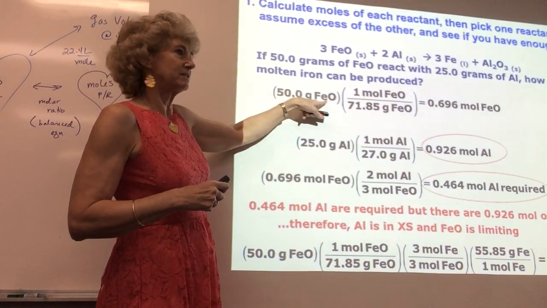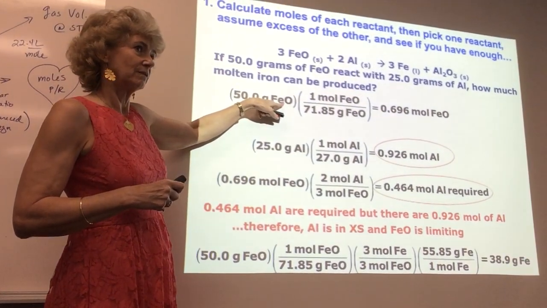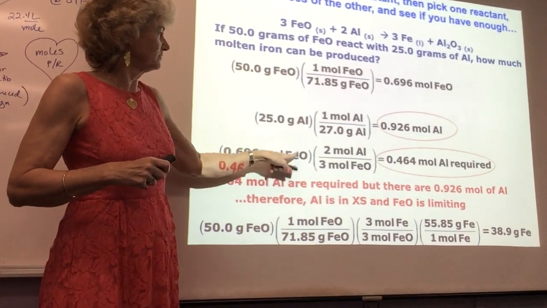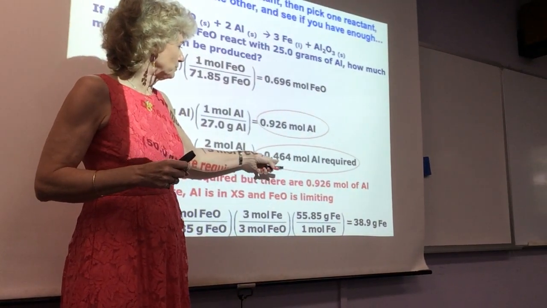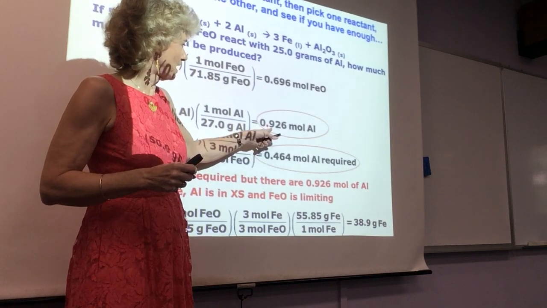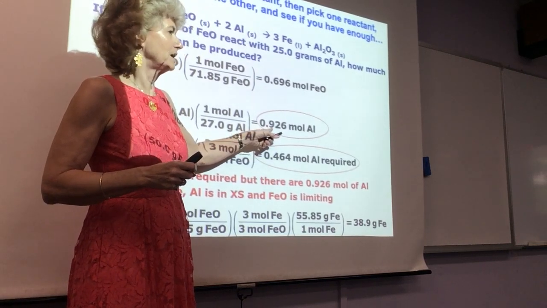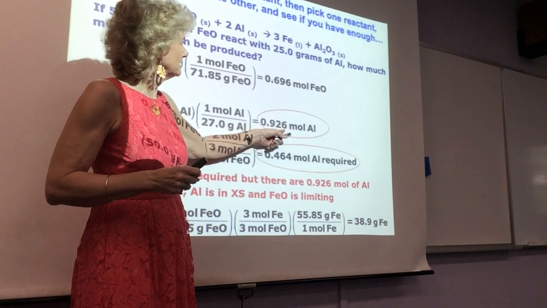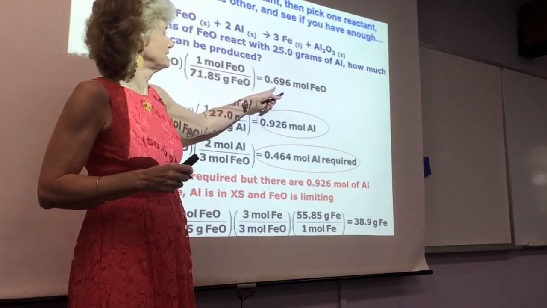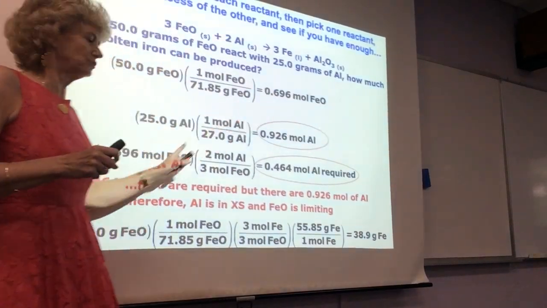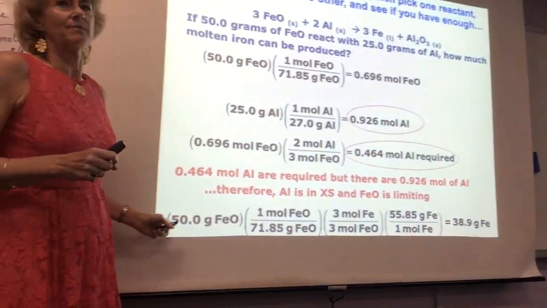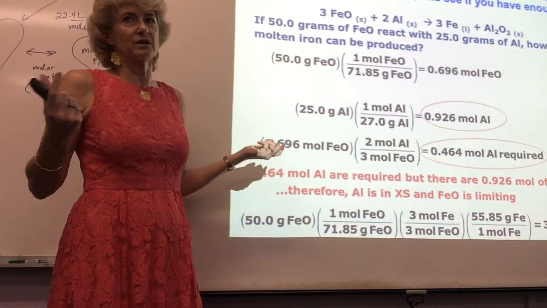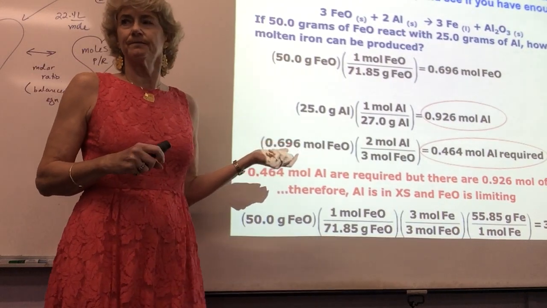So I just grabbed this arbitrarily. I compared it to the other. How much do I need of aluminum? I need 0.464. I've got plenty, twice as much, 0.926. That means this is excess, this is limiting. Start with your limiting reactant to determine how much product. Remember having all those extra graham crackers? We couldn't make s'mores because we were going to run out of Hershey bars.